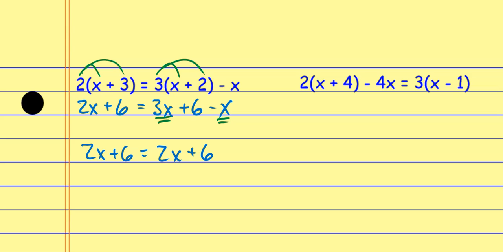Now I want to get rid of the variables for one side. These are both the same, the 2x. So to get rid of one of those, let's say I'm getting rid of the one over here, I'm just going to subtract 2x. That's how I get rid of it. But then I have to do the same thing to the other side.